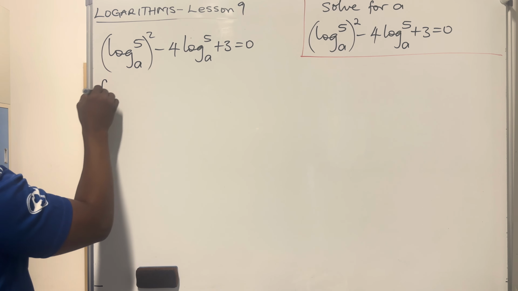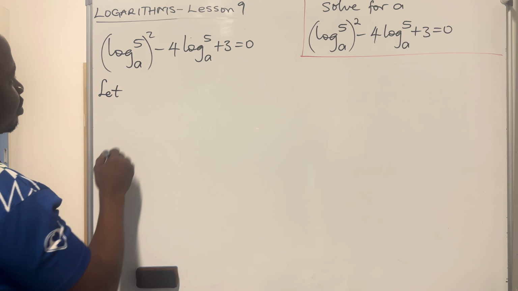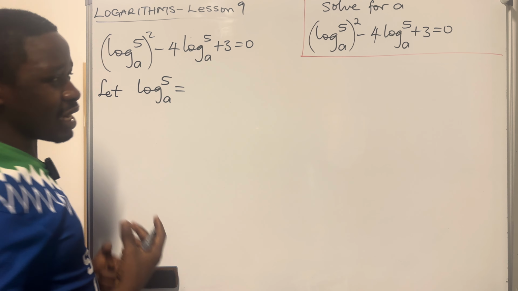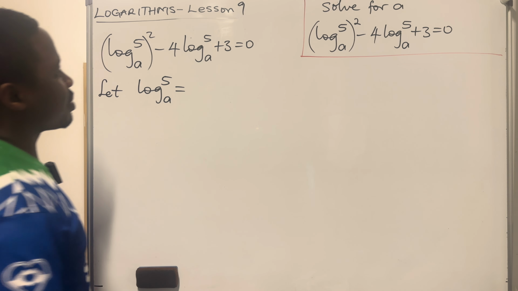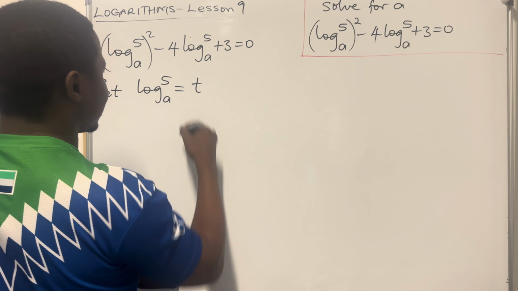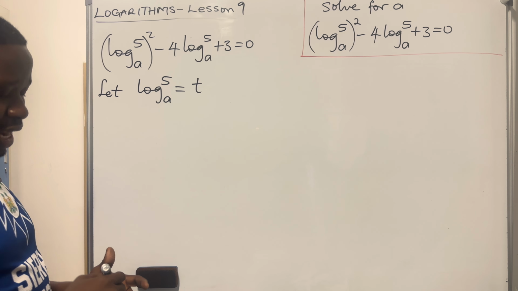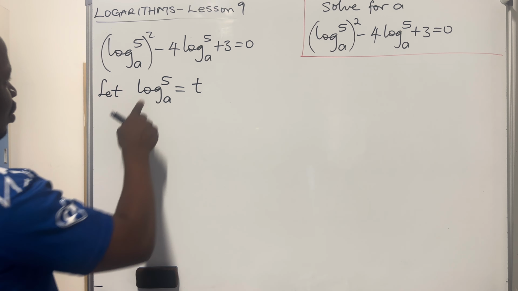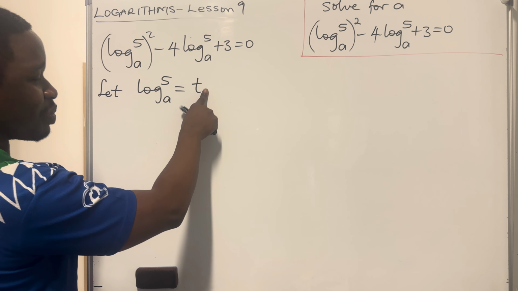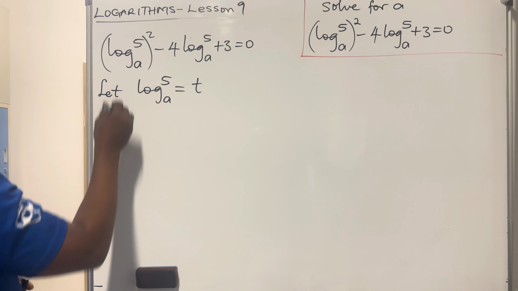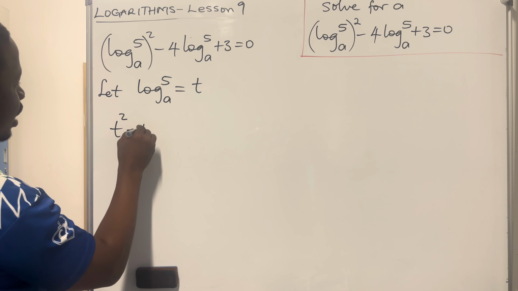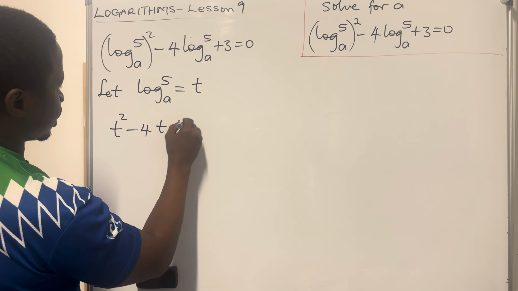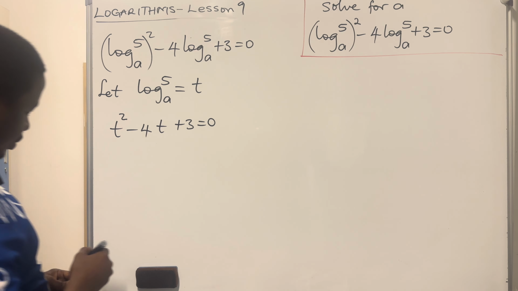We say let log 5 base a equal a letter of your choice. You can choose to say T. You can choose any letter other than O because O resembles 0. So for every log 5 base a, let it be represented by T. So this is T squared minus 4 times T, because log 5 base a is T, then plus 3 equal to 0.